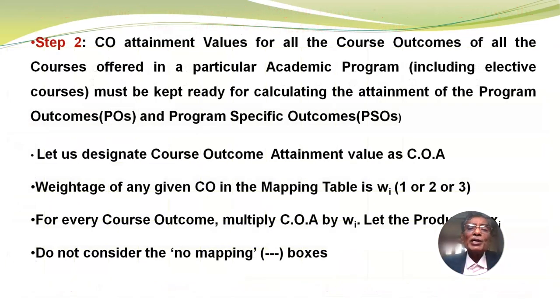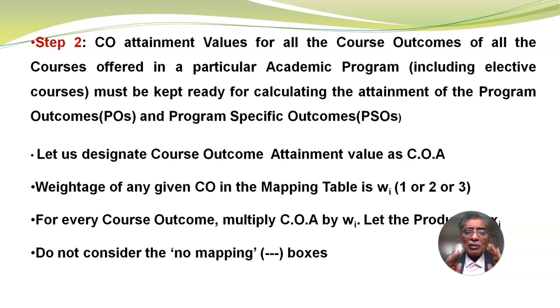Step 2. CO attainment values for all the course outcomes of all the courses offered in a particular academic program, including elective courses, must be kept ready for calculating the attainment of program outcomes and program specific outcomes. Let us designate the course attainment value as COA. Weightage for any given CO in the mapping table is WI. It may be 1 or 2 or 3.